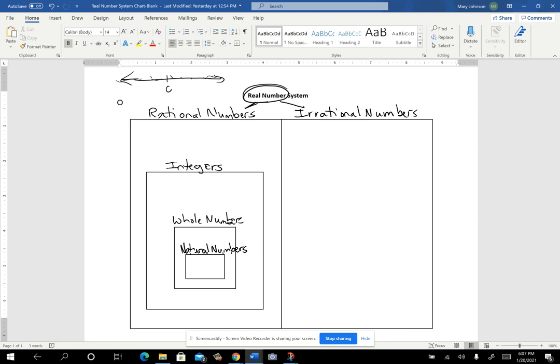Okay, but then see how the irrational number box is completely separate from the rational number box? There's not an overlap between those two. A number is either going to be rational or it's going to be irrational. It's not going to wind up being both.